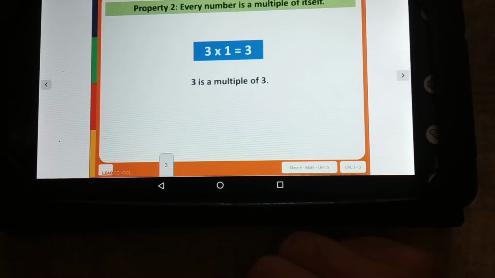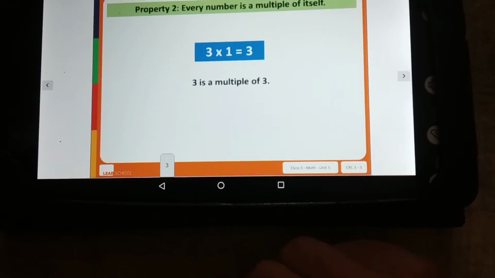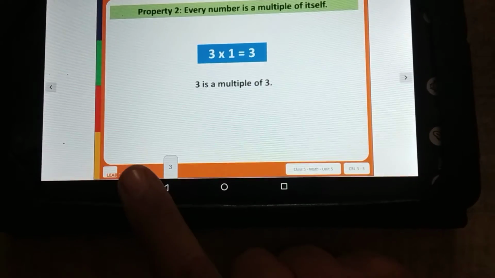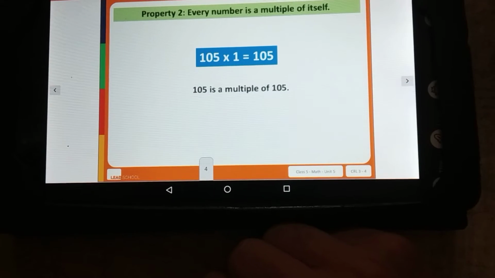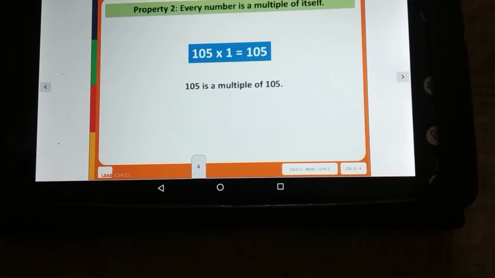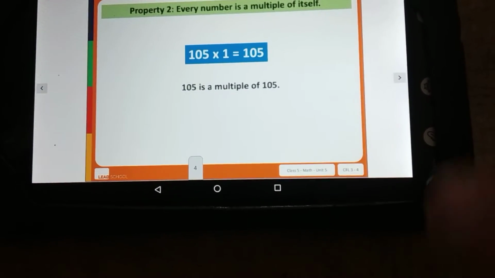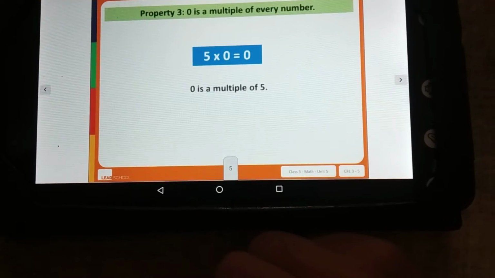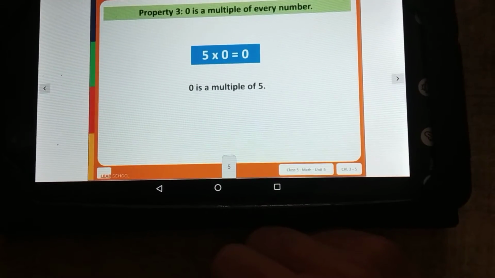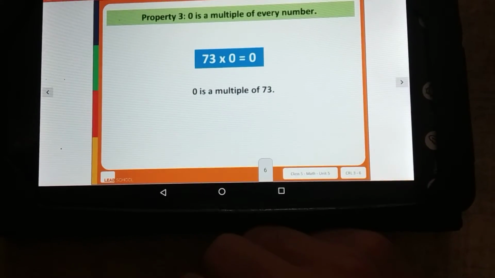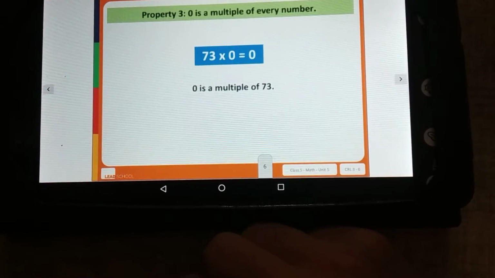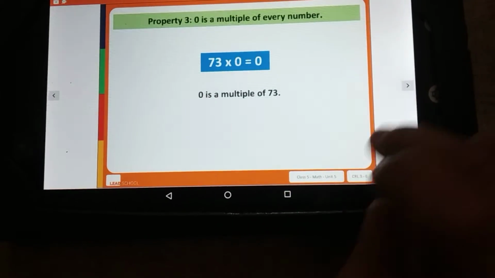Now property 2: every number is a multiple of itself. For example, 3 1s are 3, so 3 is a multiple of 3. 105 into 1 is equal to 105, so 105 is a multiple of 105. 3 into 0 is equal to 0, so 0 is a multiple of 3. 73 into 0 is equal to 0, so 0 is a multiple of 73.